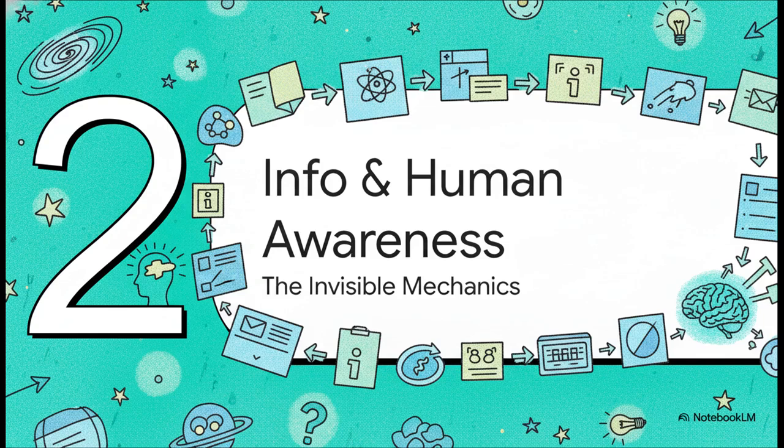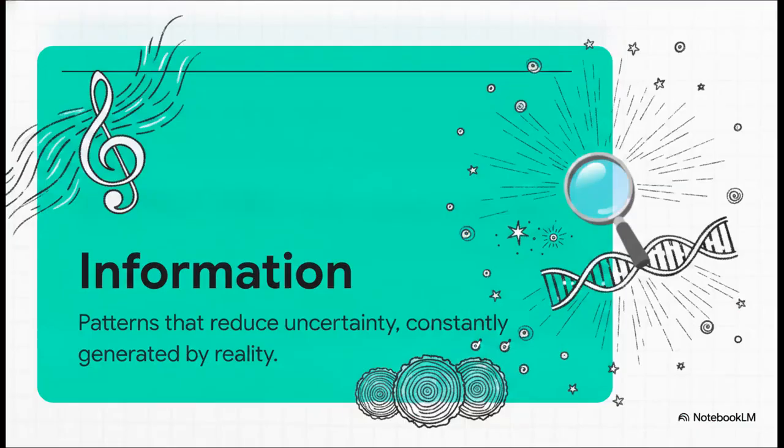Which brings us to Section 2, Information and Human Awareness, the invisible mechanics. We've looked at reality, but how do we actually bridge that vast reality into our own minds? Well, according to the source material, the answer is through information and awareness. What's really fascinating here is how simply information is defined. It's just patterns that reduce uncertainty. And reality is constantly generating these patterns, whether we notice them or not. Think about the math in a symphony, the rings in a tree trunk, or the DNA packed inside a single cell. These are all physical encodings of information that are just continuously radiating through the universe.